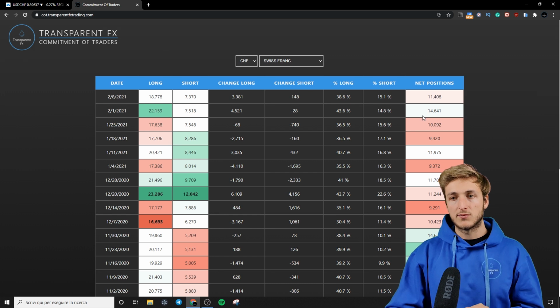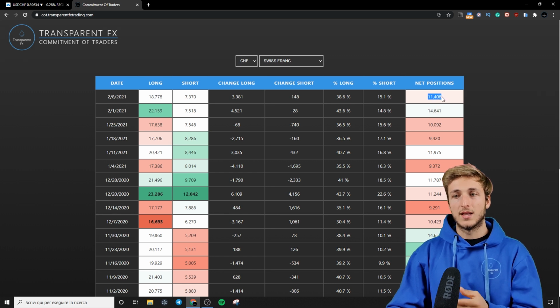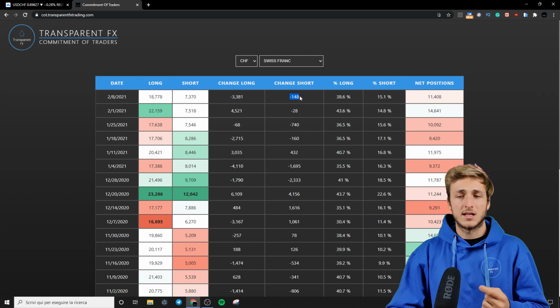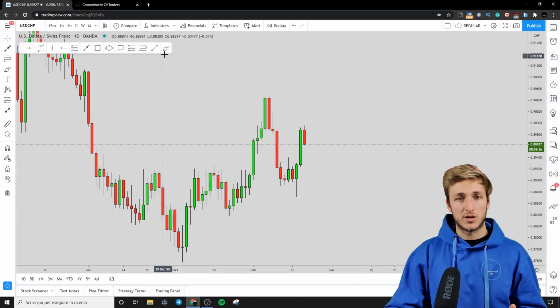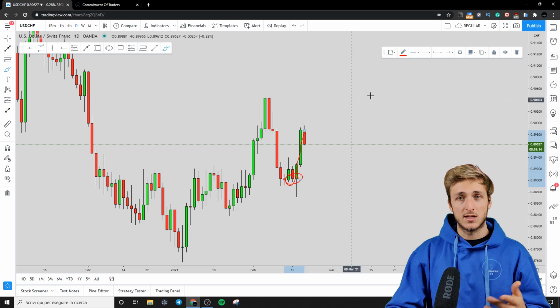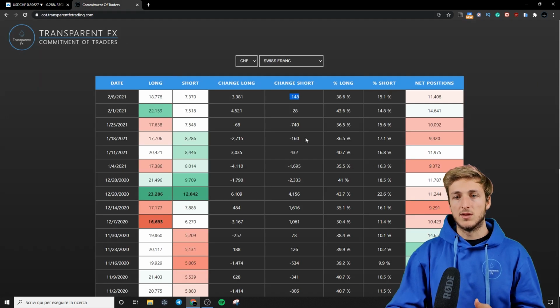So if we check the data for the CHF, what we can see is that with the last report, net positions have decreased from 14K to 11K net positions, with 3.3K longs getting closed on the CHF and a slightly small amount of shorts getting closed, meaning that overall the CHF has been getting weaker, meaning USD CHF has been getting stronger, and in fact we already see this priced in. The market has already created the move to the upside that we wanted to see.